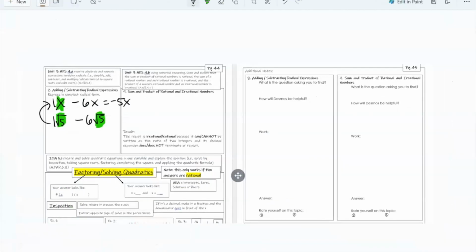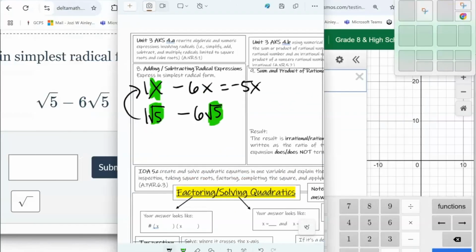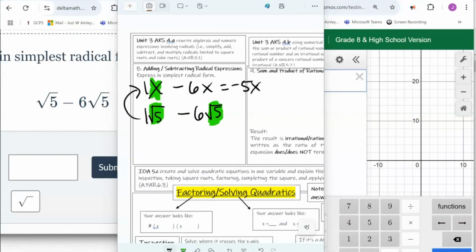And again, I'm writing notes here, but you really should be writing notes here. Okay, what is the question asking you to do? How will Desmos be useful? Here's your work, here's your answer, rate yourself. So again, this work should be on this side. I want to make sure I cover the easy ones. If it's already in simplest form, in other words, if the radicals are the same, I can go ahead and subtract that. If they're not, I may have to simplify to check if they're the same before I can do it. All right, so let's do another question.